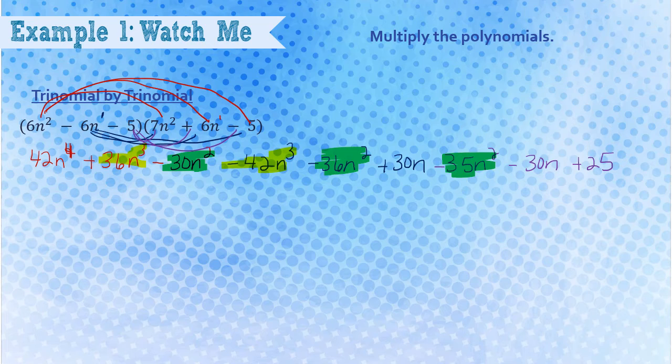And then I've got 30n. That's going to combine with this negative. Oops, that's the same color. Let's go ahead and switch colors here so we can actually see what's going on.